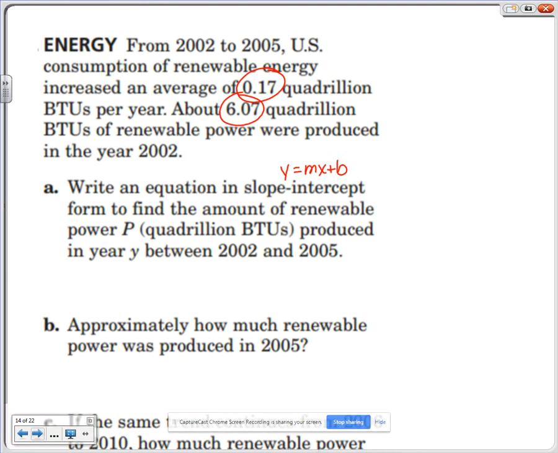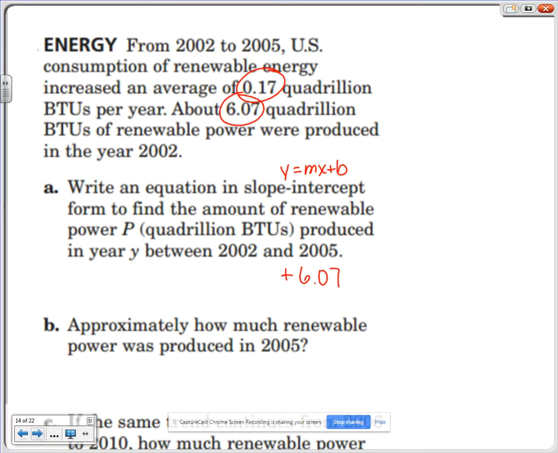For this energy, okay, well I need to know where I start. So looking at those two numbers there, which number is the starting number and which one is the slope? And tell me why. Go ahead. She says this because doesn't this say in 2002? Isn't that my starting year, 2002? Okay, so that is my b, which is 6.07.